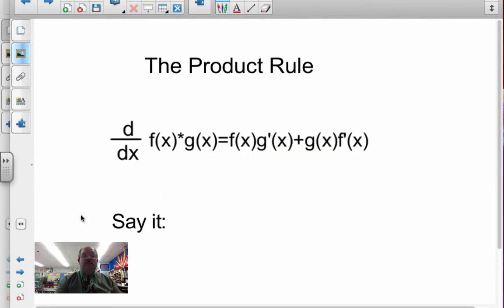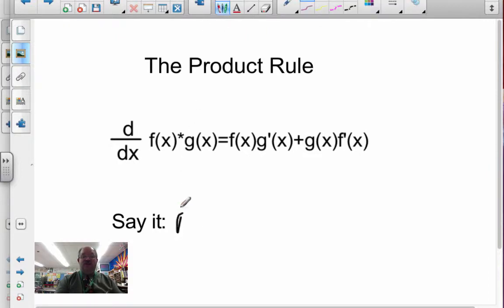Let's get serious. The product rule. If we have two functions that are multiplied together, let's call them f and g, we're going to multiply them together, and then we want to find the derivative. We want to find out how those things are changing, the instantaneous rate of change of the product of these two functions. What we do is we take the first function and multiply it by the derivative of the second, and then we take the second function and multiply it by the derivative of the first.